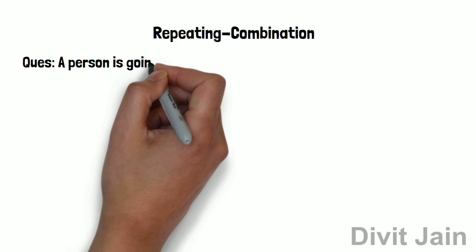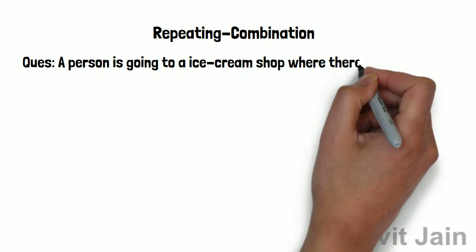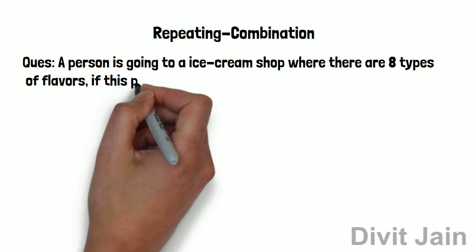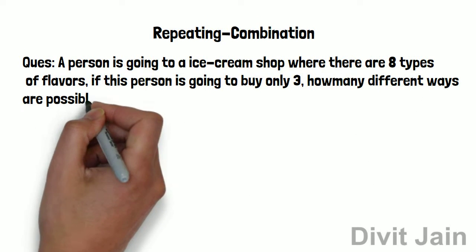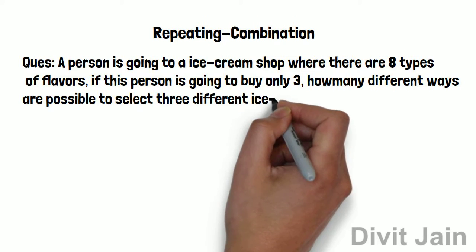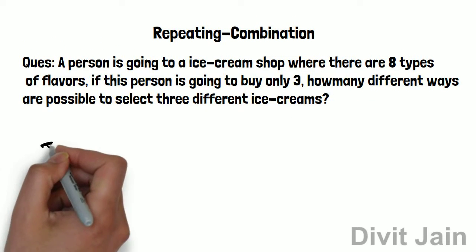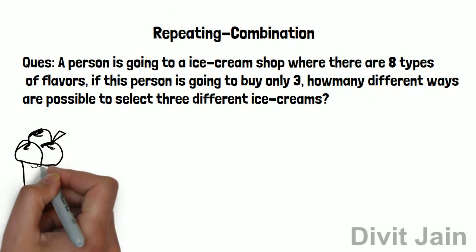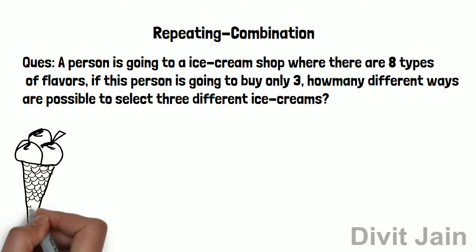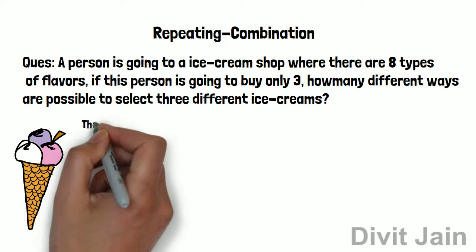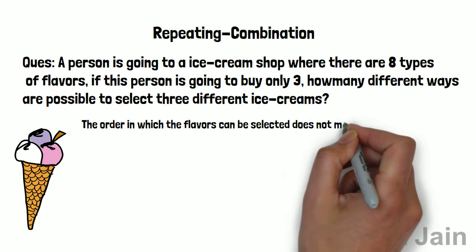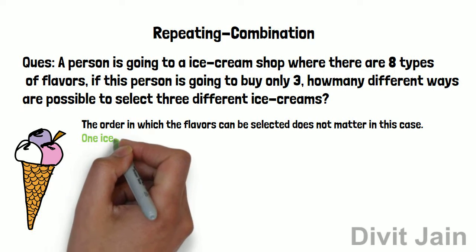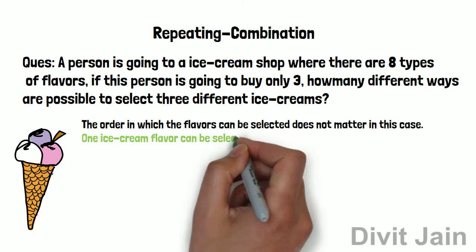Let's understand repeating combination through an example. A person is going to an ice cream shop where there are 8 types of flavors. If this person is going to buy only 3, how many different ways are possible to select 3 ice creams? The order in which the flavors are selected does not matter. In this case, one ice cream flavor can be selected multiple times. So it is an example of repeating combination.